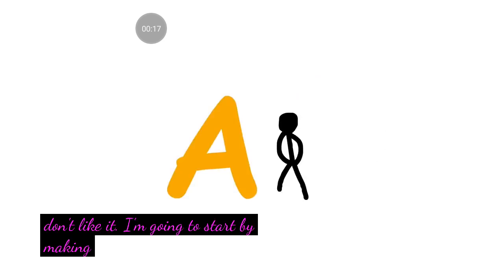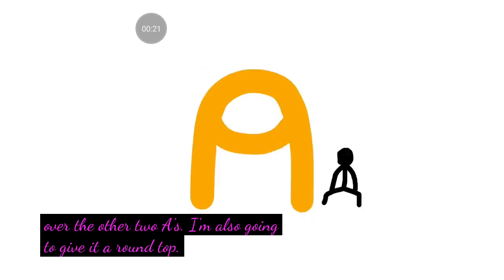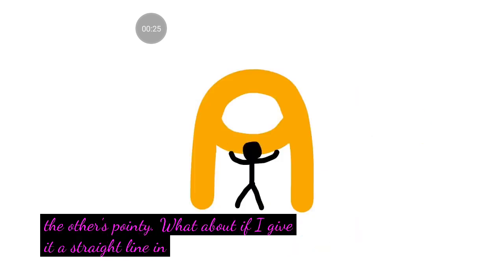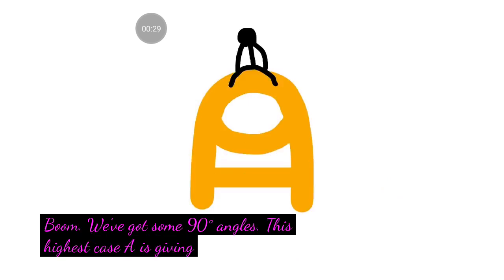I'm going to start by making it taller to assert dominance over the other two A's. I'm also going to give it a round top. That's the thing with the other two A's. One's round and the other's pointy. What about if I give it a straight line in the middle too? Boom, we've got some 90-degree angles. This highest case A is giving us the best of both worlds.